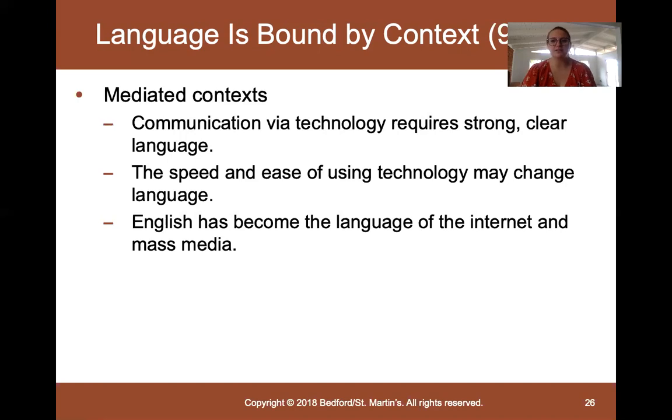Even emojis, some scholars argue, are actually a sub-language. They aid communication in ways that words can't. They convey emotions, they express things. And English has become the language of the internet and the mass media for, I don't know, a plethora of reasons, but we'll talk about that in history, I guess.